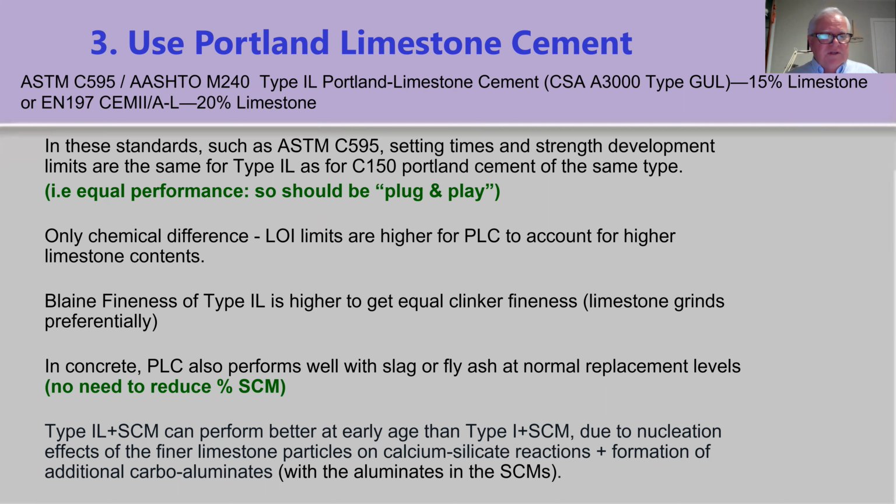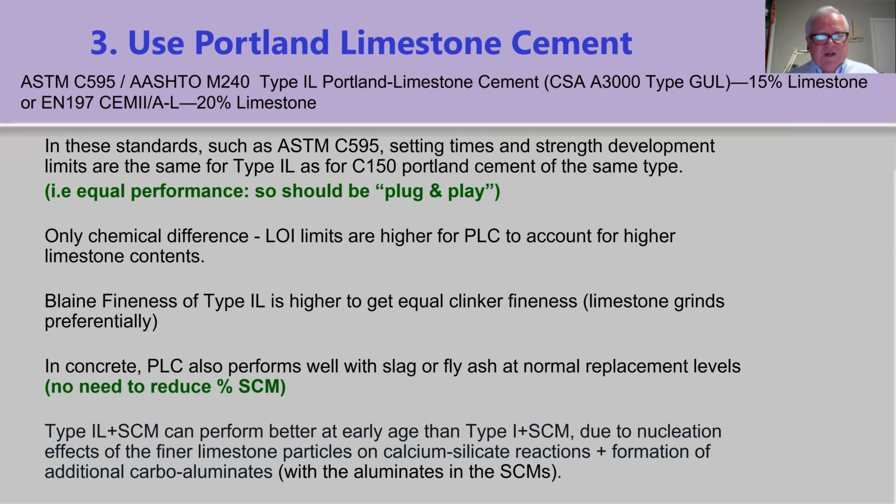So the only real differences, if you read the specifics in the mill certs, are the loss on ignition limits are higher because of the limestone that's in there. It will lose mass when it's heated in a furnace. And the Blaine fineness, the surface area of 1L cements, will be higher because the limestone is softer than the clinker. So when you grind it, the limestone grinds preferentially. We want to get equal clinker fineness, so they grind to the same 45 micron residue to get the clinker fine enough so you get equal performance.